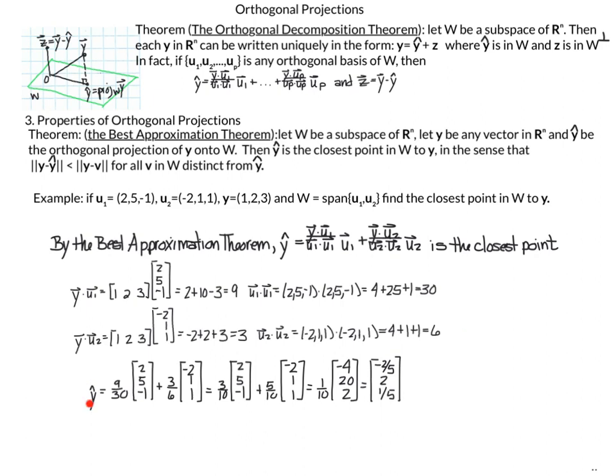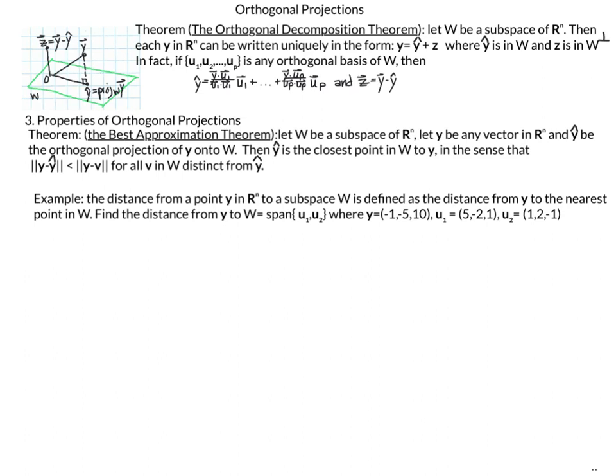So my y hat is equal to my first coefficient, which is 9 over 30 times u1, which is 2, 5, negative 1, plus my next coefficient, so that's going to be 3 over 6 times u2, which is negative 2, 1, 1, which is equal to negative 2/5, 2 and 1/5.